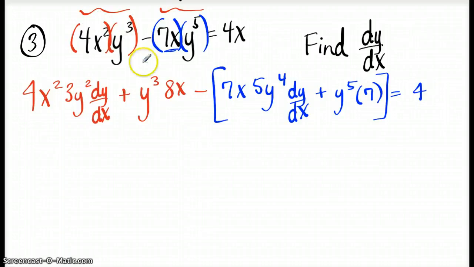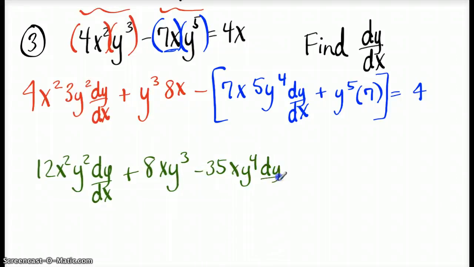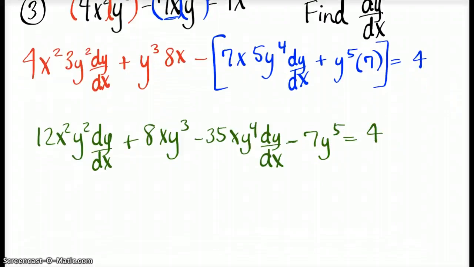You okay? All right. Now, I want to go ahead and distribute that negative through. Is that okay? So I'm going to put the 4 and the 3 together. I'm going to bring the 8 in the front. I'm going to put the 35xy to the 4th. Now, solve for dy/dx. Am I going too fast?